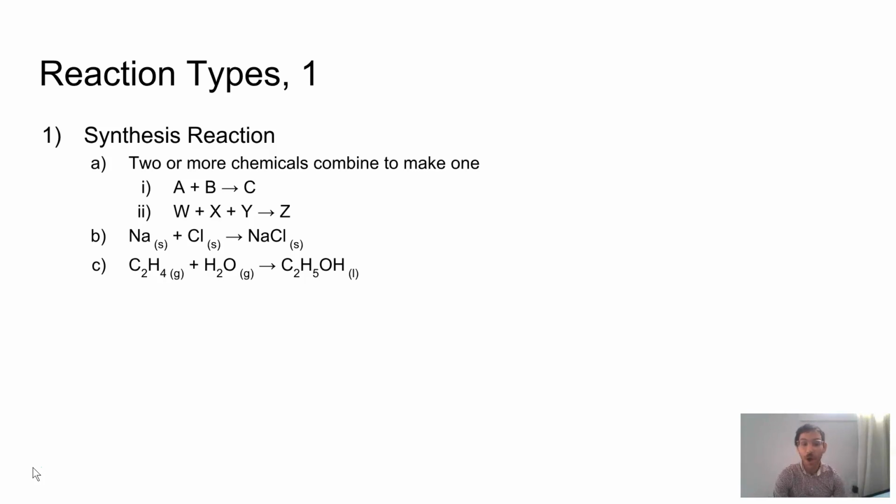Or here's another for realsy example. If we took some gaseous water and some C2H4, we could make some ethanol. Some ethene plus some water gives us ethanol. Here we have two chemicals combining to make one.